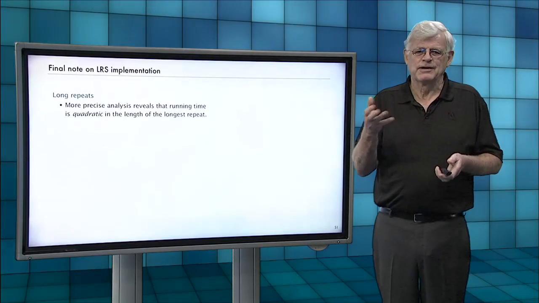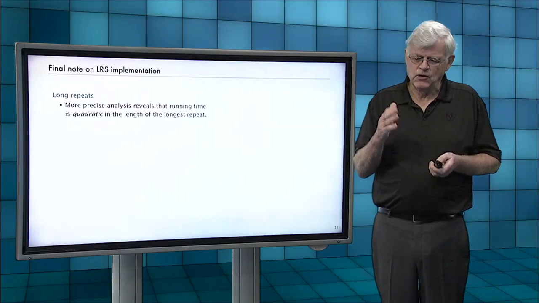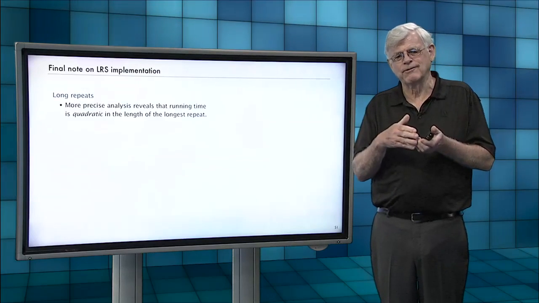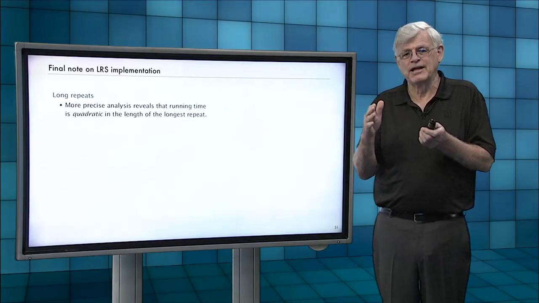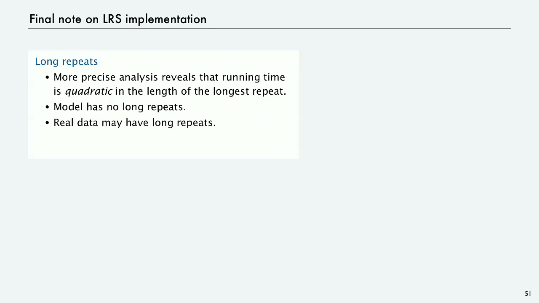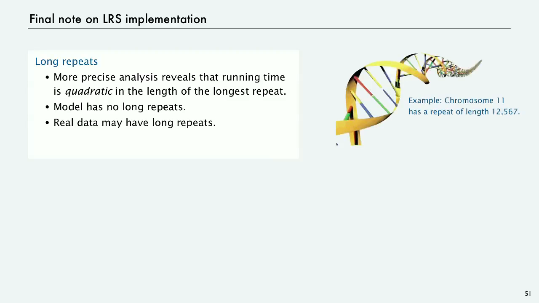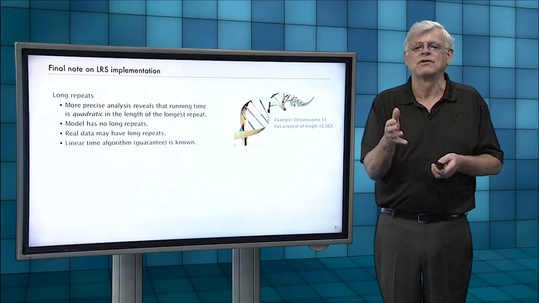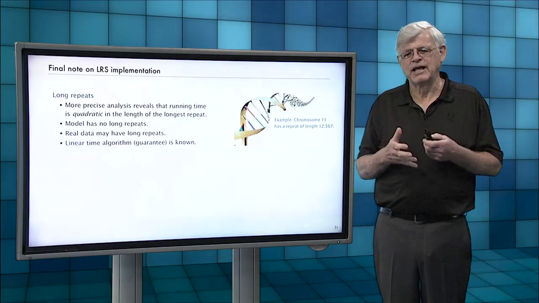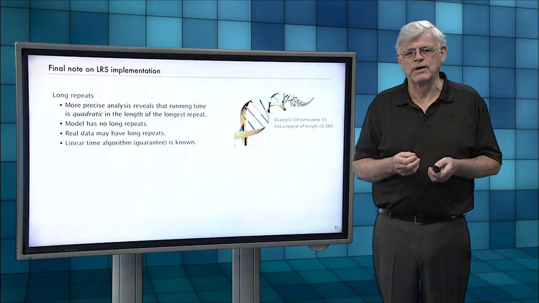Just one final note. We're running this longest common prefix. It turns out that the running time is going to be quadratic in the length of that longest repeat. And in our model, we don't have any long repeats, but real data actually has long repeats. So people have developed more sophisticated algorithms than this one that are guaranteed to run in linear time, even faster than sorting. Just to indicate the care people are taking and the importance of scientifically analyzing performance of algorithms in the way that we're doing it.